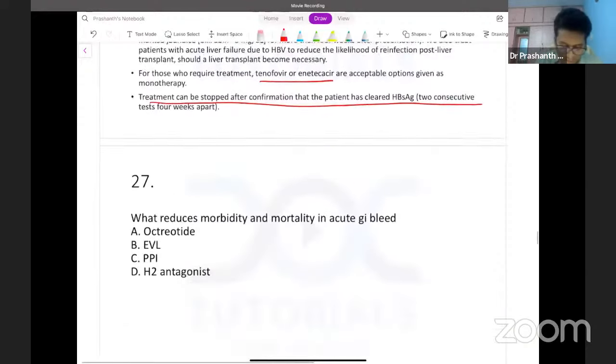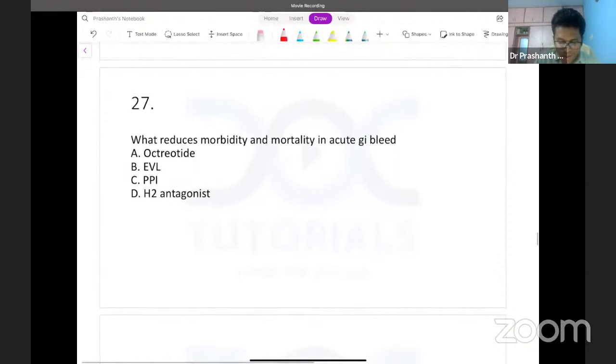Next is: which among the following reduces mortality and morbidity in acute GI bleed? I would like to tell you guys that probably the question was a little more varied. They would have mentioned whether it is variceal or non-variceal. This is my guess.